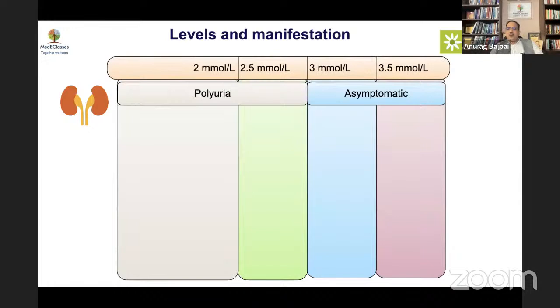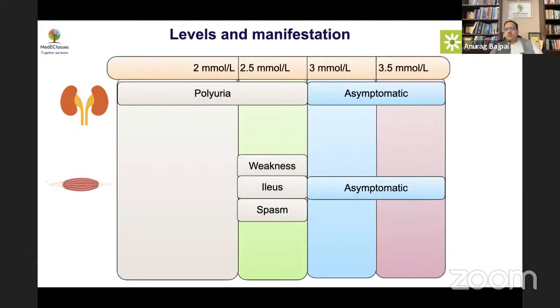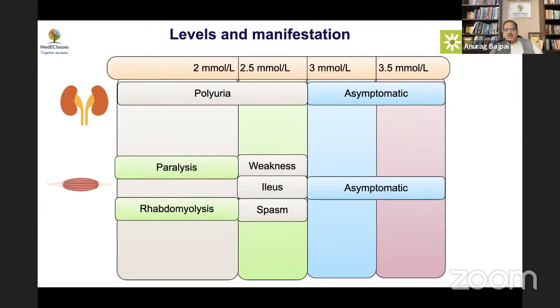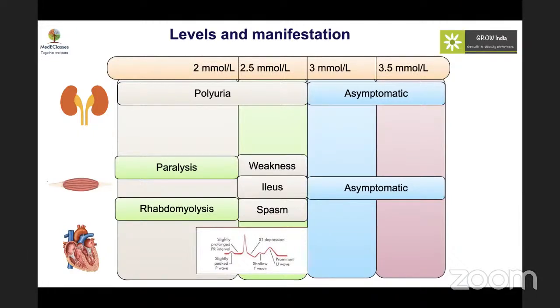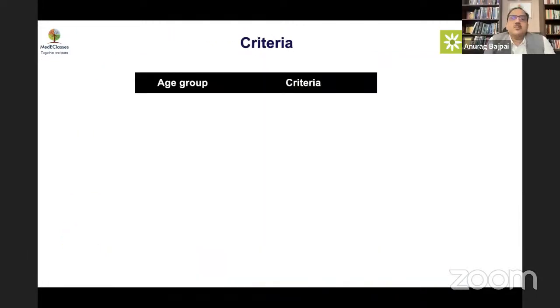Polyuria typically happens below 3. If we talk about muscular problems, at around 2 to 2.5 you will have weakness, ileus, and spasm. The ascending paralysis and rhabdomyolysis suggest a very severe form of hypokalemia, 2 millimoles or lower. And cardiac abnormalities, the ECG changes, typically appear from around below 3. So generally, if we are not identifying potassium in a routine fashion, it's going to be very severely affected by then.